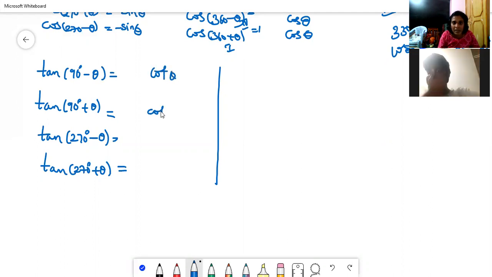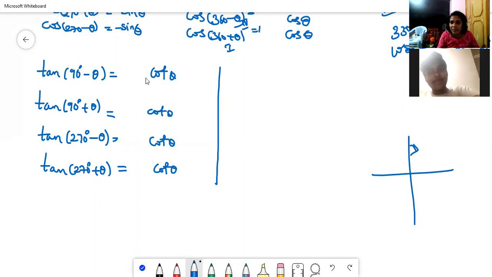Cot theta, cot theta. Next we can concentrate on the sign. In the quadrant, 90 minus theta means first quadrant, all are positive. So tan is positive. 90 plus theta is in the second quadrant. In the second quadrant tan is negative. So it is minus cot theta.